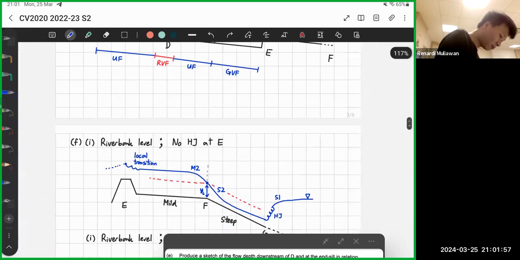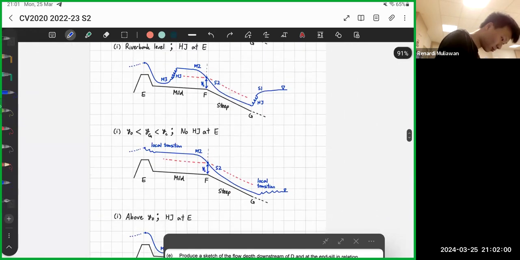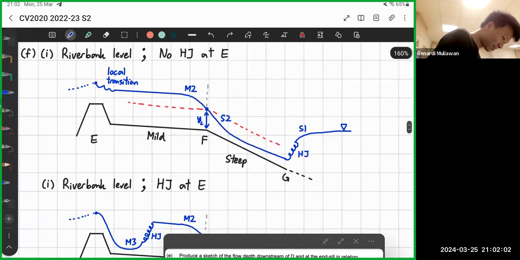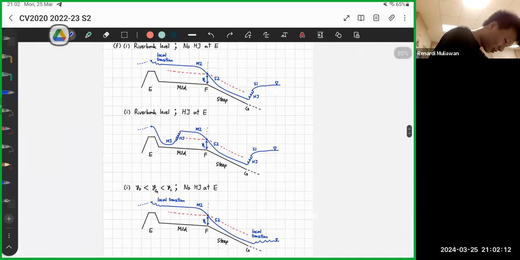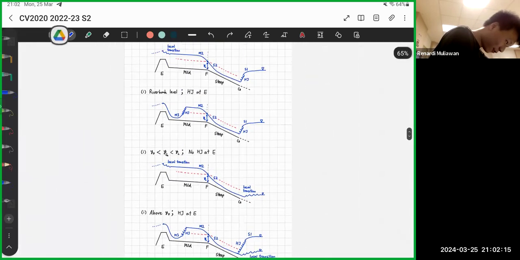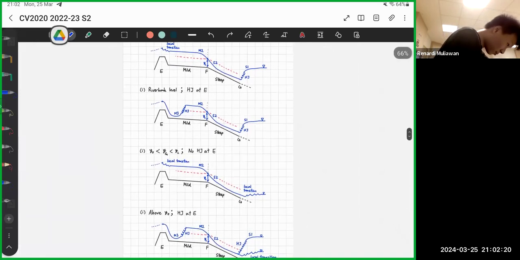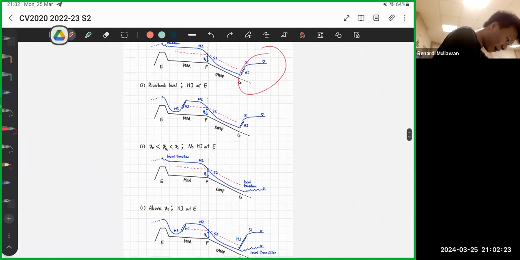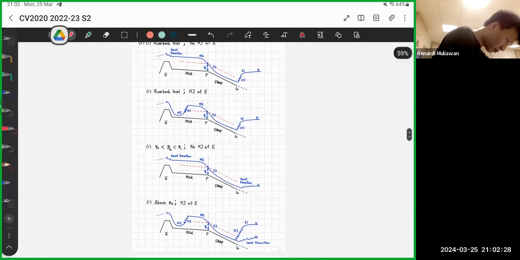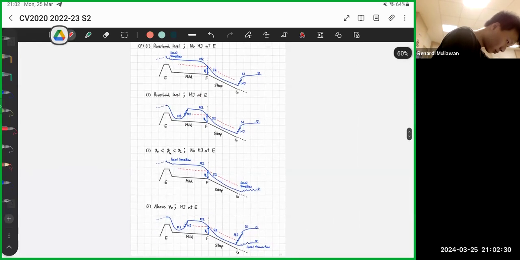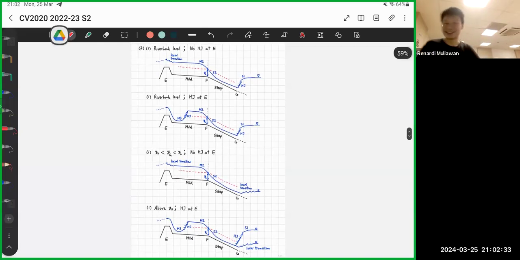Then this one we've done before, right? So I'll just end here. Wait, I'll show the solution. These four: the difference is just the riverbank level, and also the hydraulic jump.